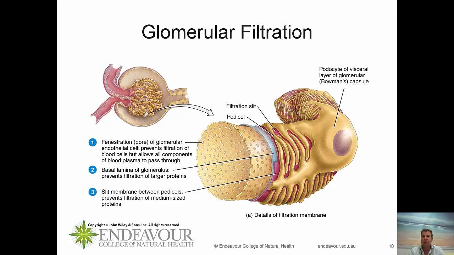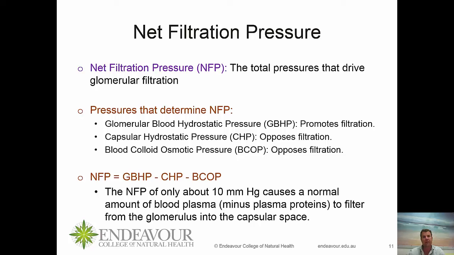So there's our three things that make up the filtration membrane in a diagram there. Number one is our holes, or our fenestrations. Number two, this layer here, as we said, is the basal lamina, which sits at the base of the endothelial cells. And the third one are the podocyte feet, which form slits. They're our three components of the filtration membrane. Okay, so how do things get through? How do things get filtered? They get filtered by pressure.